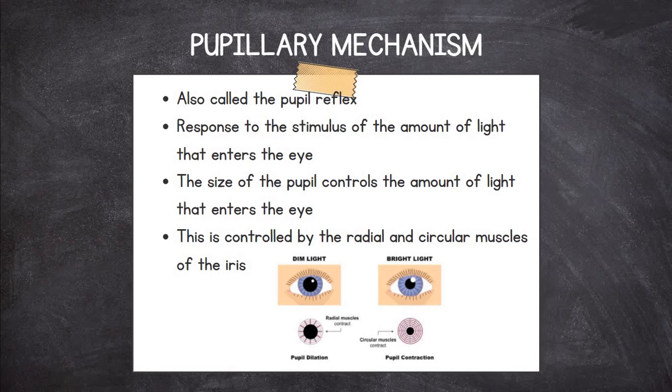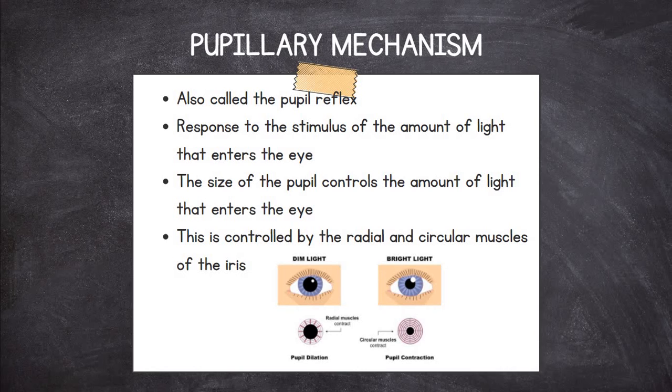Okay, so the size of the pupil controls the amount of light that will enter the eye, and that is quite logical because again the pupil is like a little hole. So the bigger that hole is, the more light will be able to go through, and the smaller the hole is, less light will go through. And like we also said earlier when we spoke about the function of the iris, we know that the size of this pupil is controlled by the radial and circular muscles of our iris.